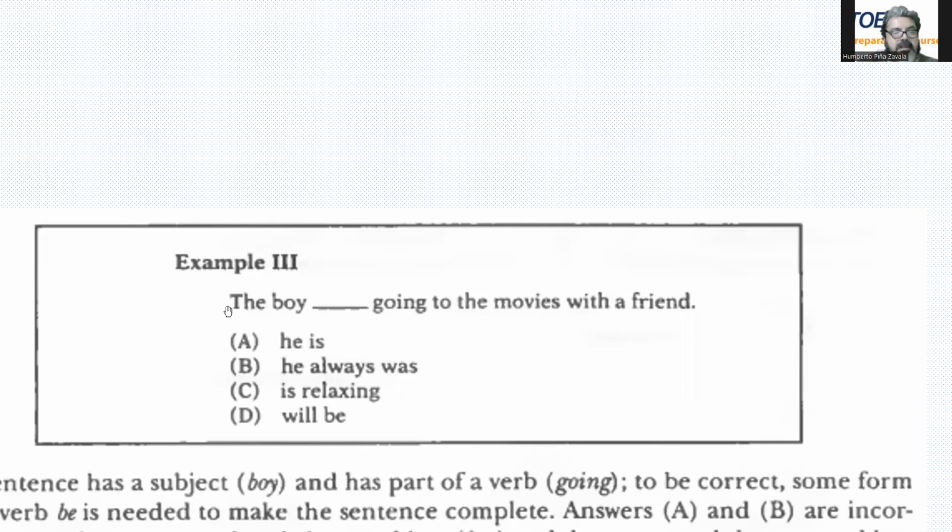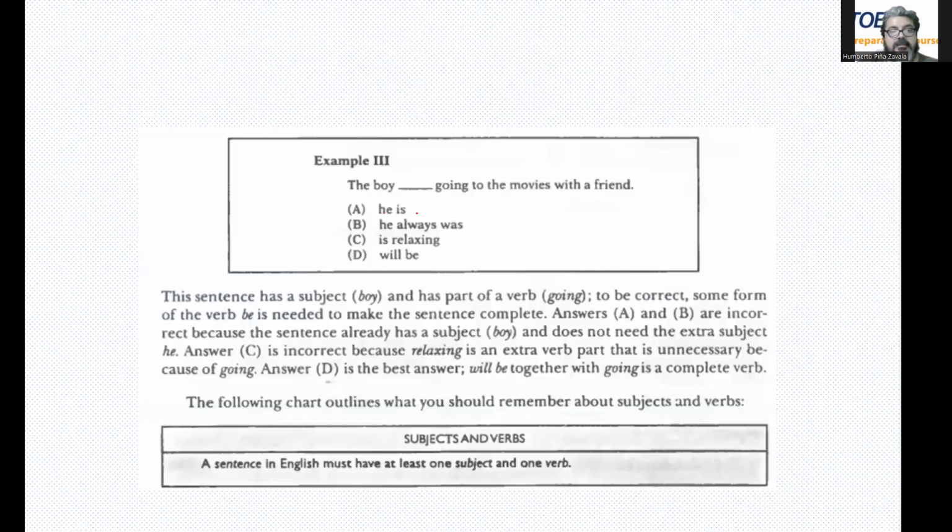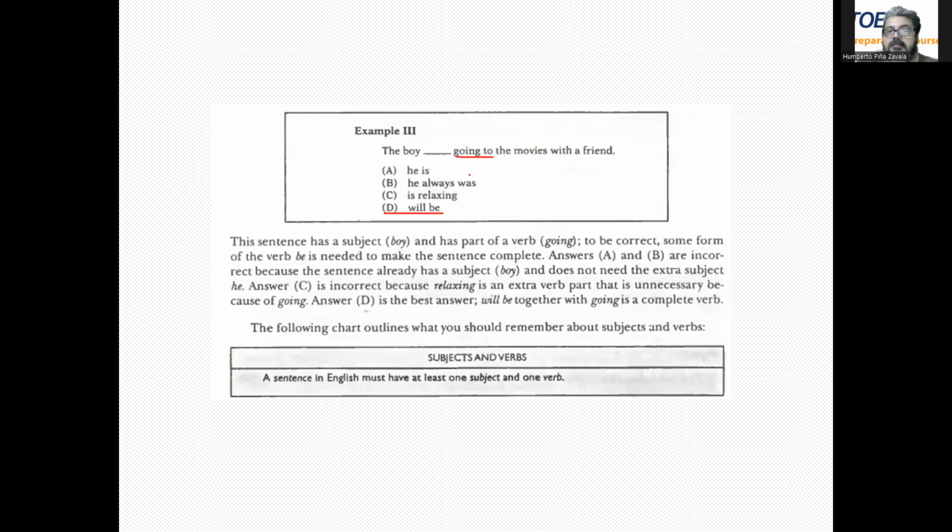It says, the boy is relaxing going to the movies with a friend. The boy will be going to the movies with a friend, right? Here, the most appropriate one would be letter D, will be, because we already have going. So this is like an extra verb that we don't need. This sentence has a subject, boy, and a part of the verb, going. To be correct, some form of the verb be is needed to make the sentence complete.